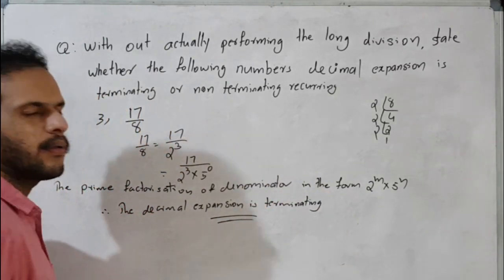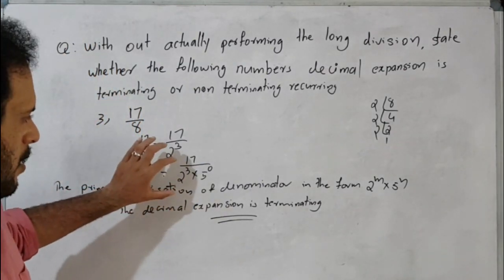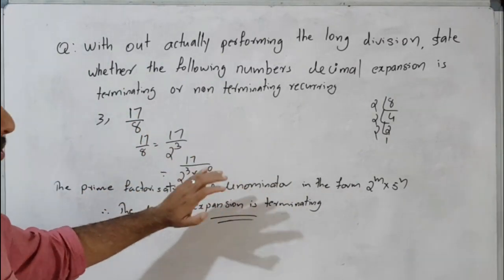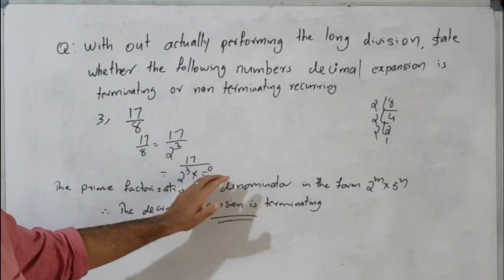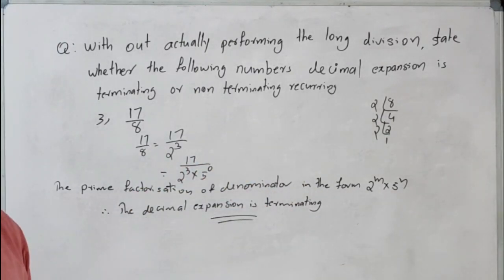Okay, is it clear? That means if you do not get any one of these numbers in the factorization, you just write that one as a factor with the power 0. Clear?